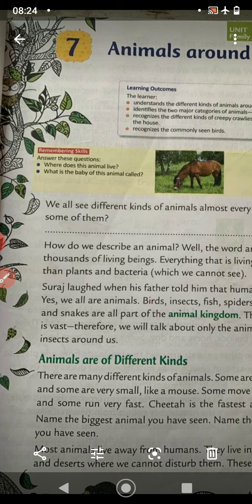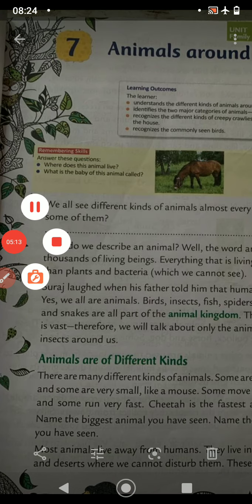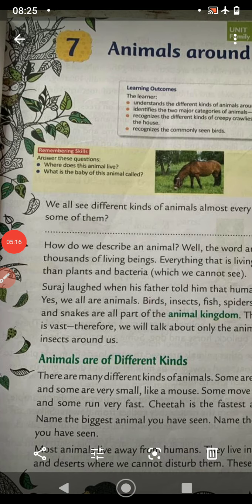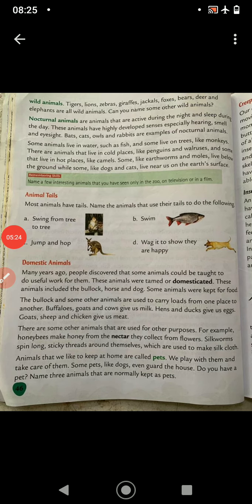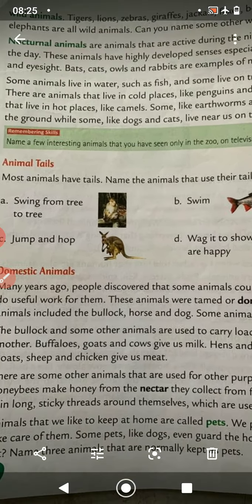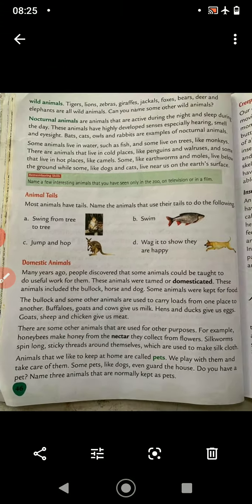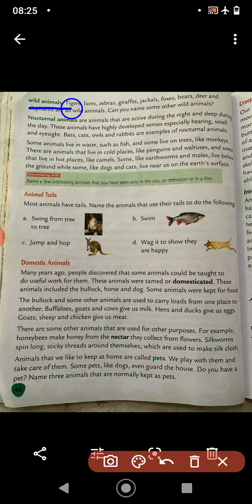What are they called? Tell me. The animals who live in forest, jungle and mountain, what are they called? You will have to tell me. Yes, children, those animals who live in forest, jungle, and mountains are called wild animals. Please underline, they are called wild animals. You have to underline the definition of wild animals.